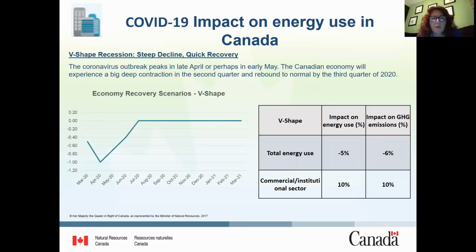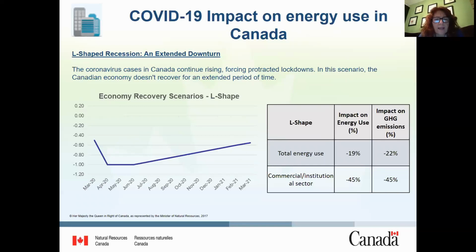But the first slide in the COVID impact shows what would have happened if we were in the V scenario. So it shows that the impact would have been around 10% on the commercial institutional sector, and the same on the GHG emission. If we look at the next scenario, which is an L-shape, a longer recovery scenario, the impact would have been much bigger in the sector, 45%, both on energy use and GHG emission.